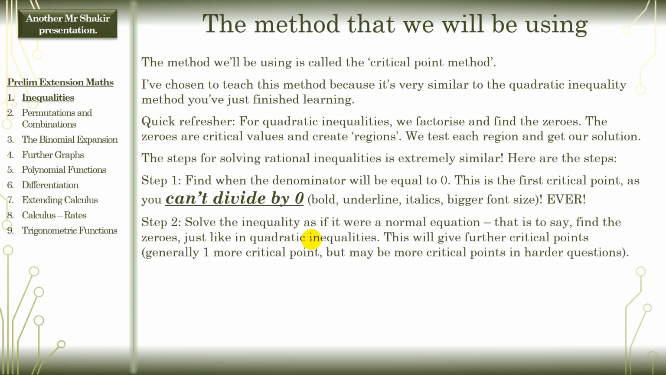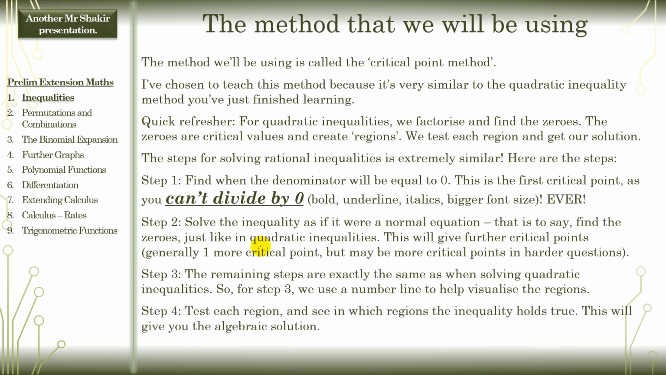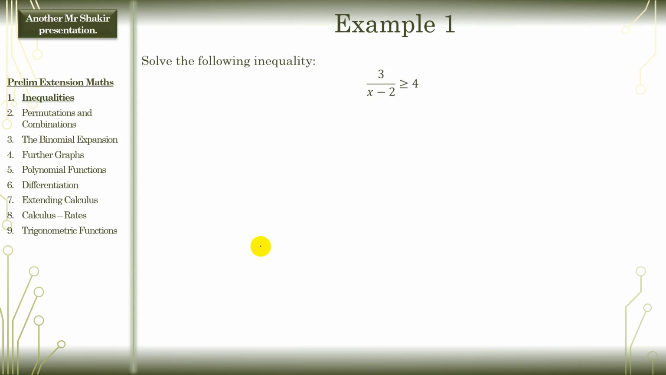And also, solve the inequality. Step 2 is solve the inequality as if it were a normal equation. That is to say, find the zeros just like in quadratic inequalities. So step 1 is the main difference between quadratic inequalities and rational inequalities. And step 2 is where you basically find the rest of the critical points, just like you did in quadratic inequalities. So you'll get at least one critical point here, and you might get 1 or 2 more in step 2, and the rest of it is really the same. You have critical points, plot a number line, put the critical points in, test each region, and you'll have your solution, and then draw a number line and mark in your solution visually as well.